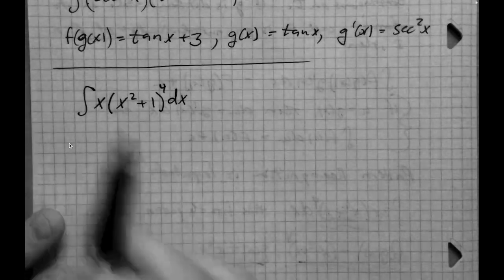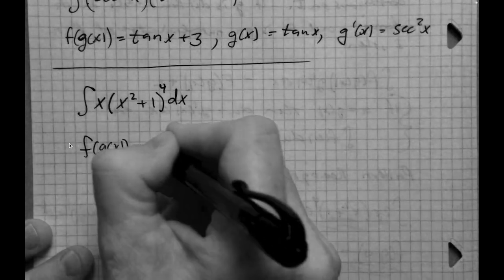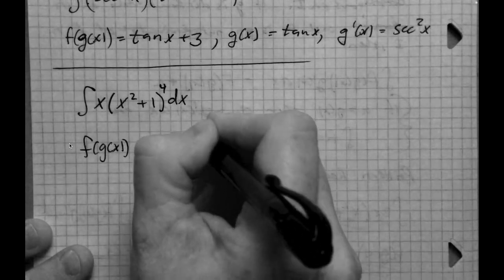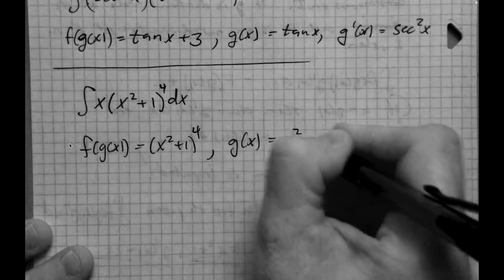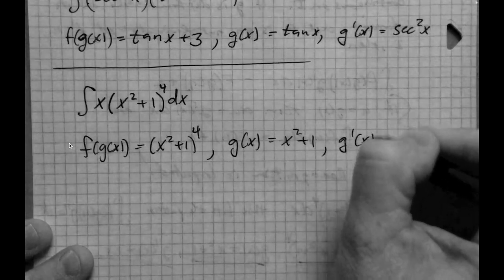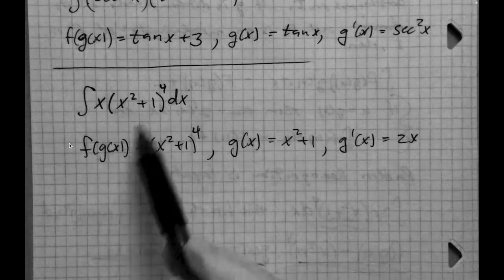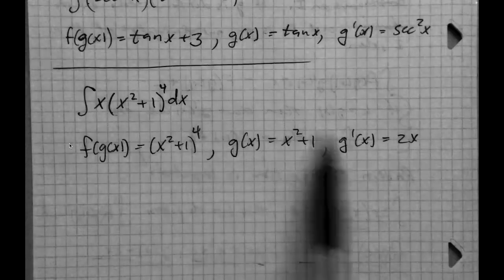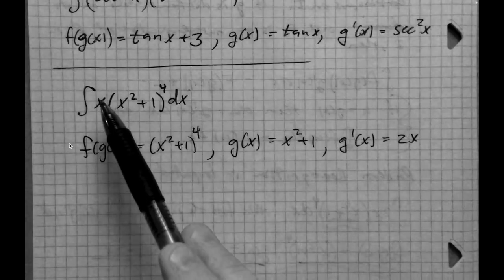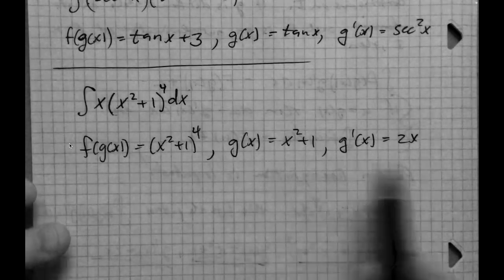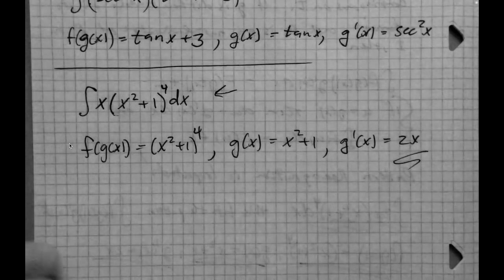So here, this is like an example that we just looked at, but if I have f of g of x equals x squared plus 1 to the 4th power, then that means g of x would be x squared plus 1, and g prime of x would be 2x. Now, we almost have that, right? We certainly have the f of g of x and the g of x part. It's just our g prime is a little different. We only have x, we don't have 2x. So the pattern isn't quite there. But this is an example where we can easily convert this into a form that does fit this pattern.